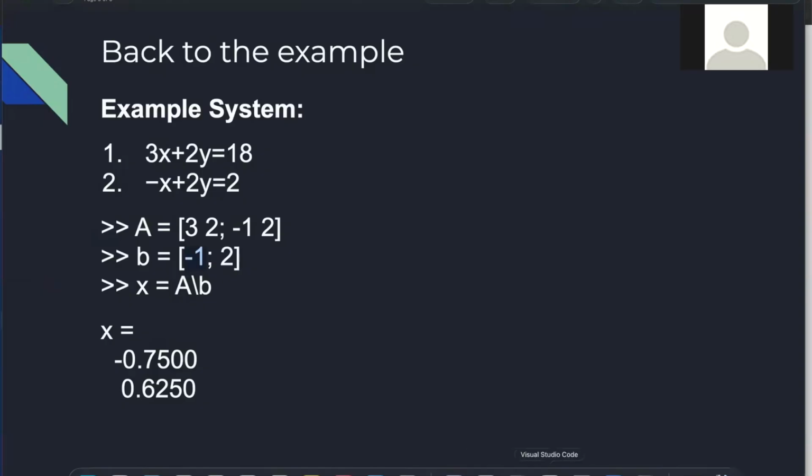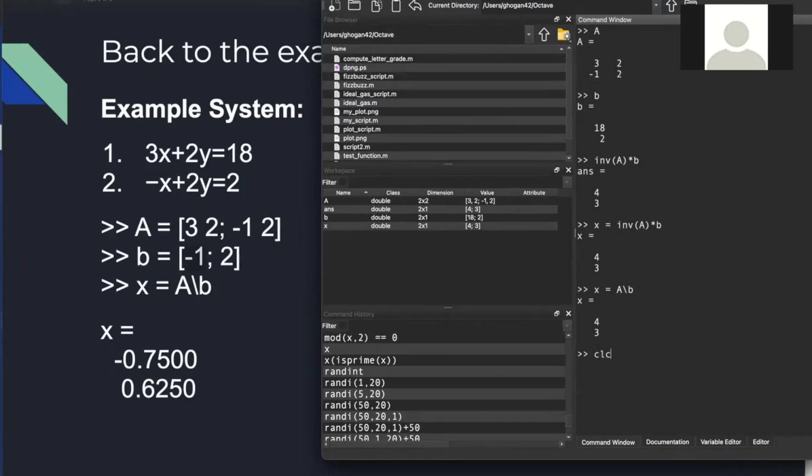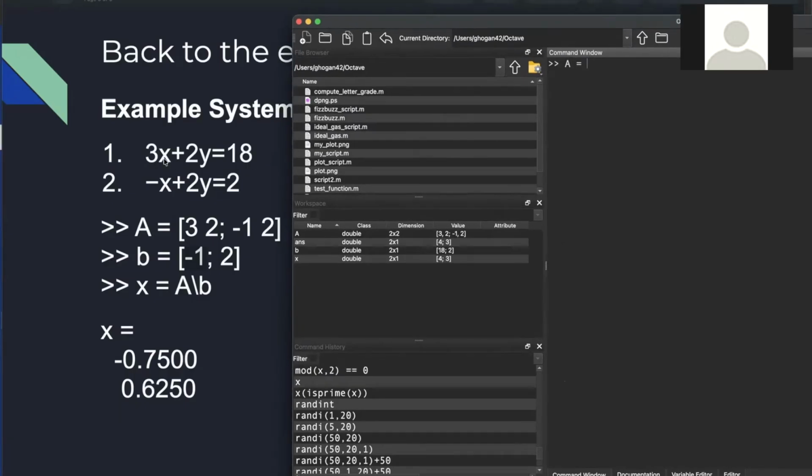So what it looks like from beginning to end is actually very quick. Let's say we've done nothing and we wanted to solve this system of equations. You'd say A equals, and then you would type in the coefficient matrix. So you go square brackets, 3, 2, semicolon, negative 1, 2. There you go.